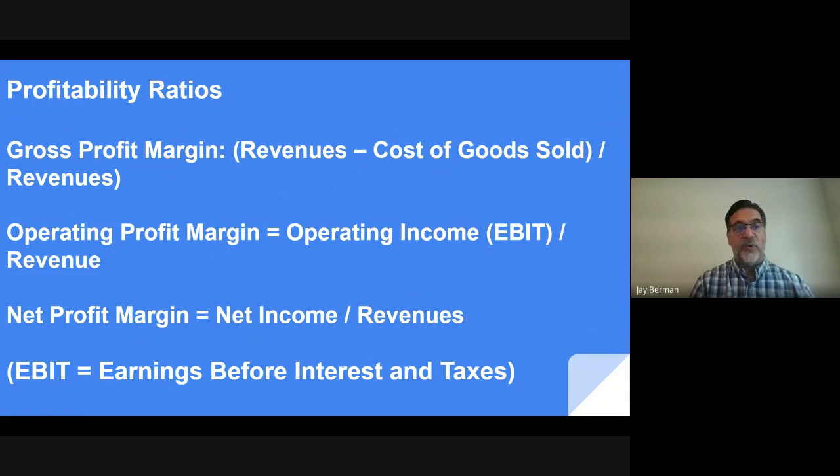Operating profit margin equals operating income, which stands for earnings before interest and taxes, divided by revenue. Net profit margin equals net income divided by revenues.